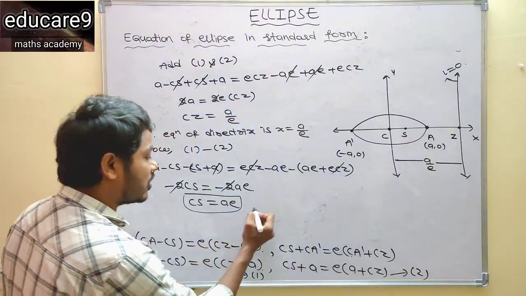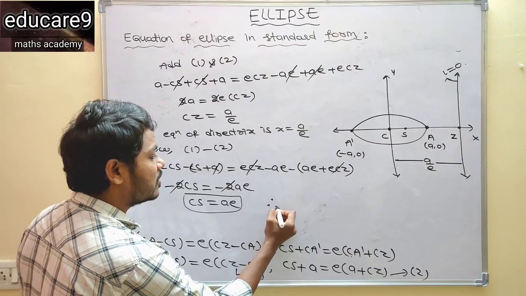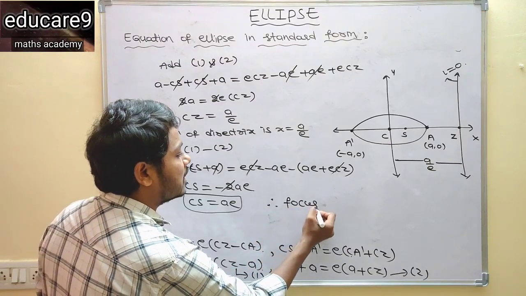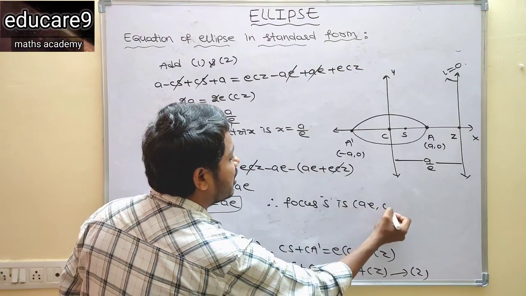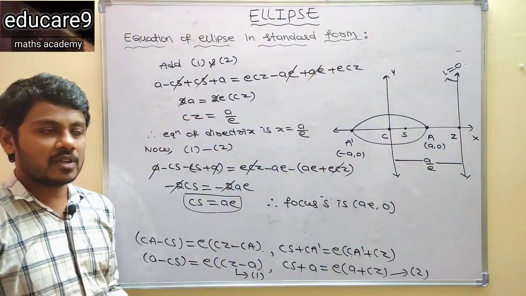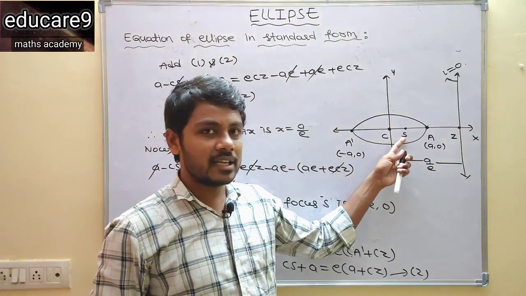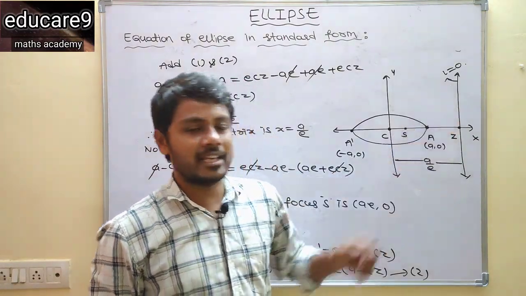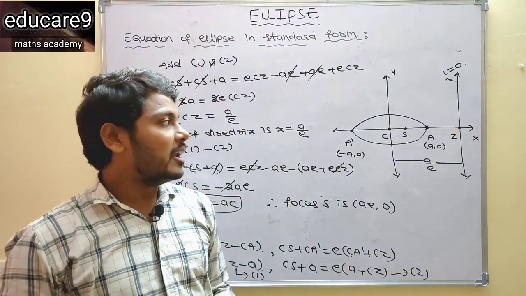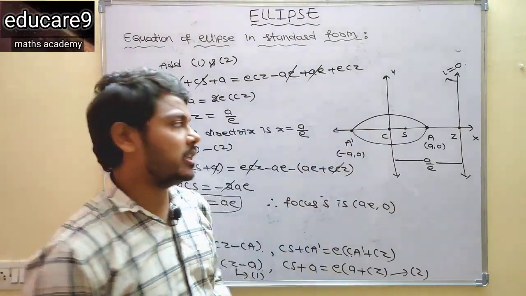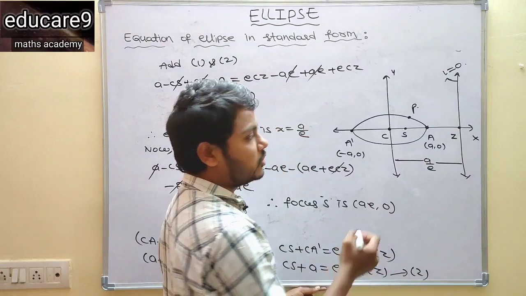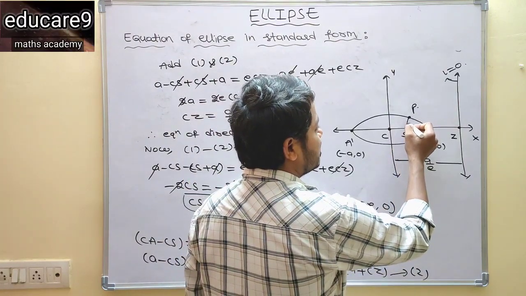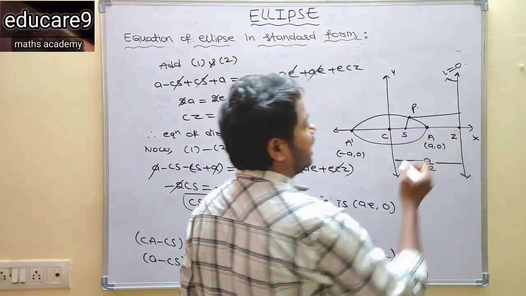Therefore focus S is (ae, 0). So clearly we know the focus and the equation of the directrix. Now let us consider P to be any point on the ellipse. You know that by definition of ellipse, SP is equal to e into PM.